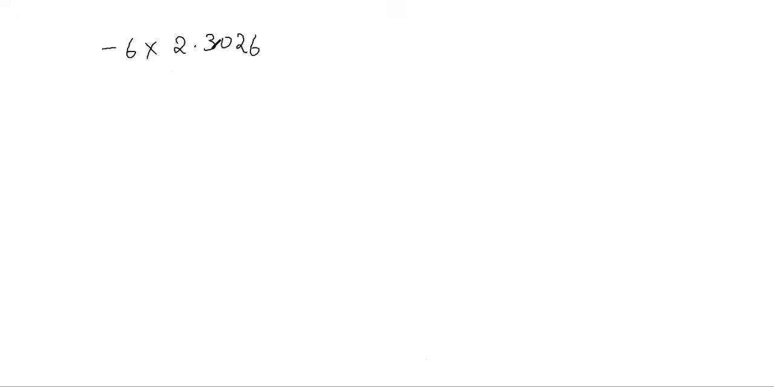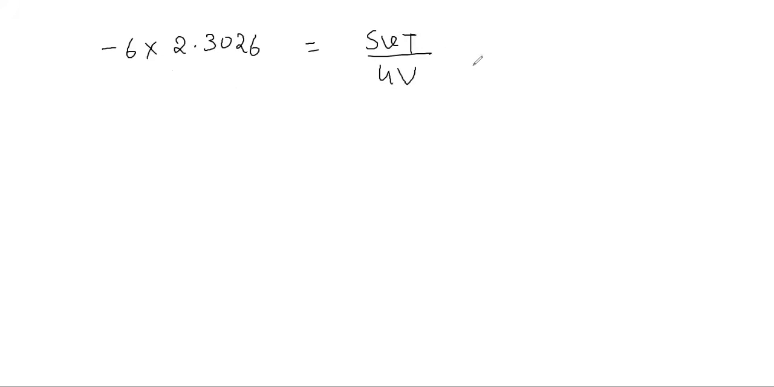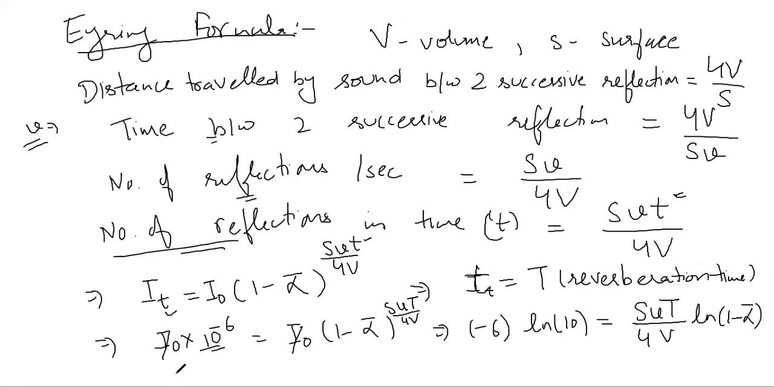Okay. So this is equal to SVT upon 4V, and then you had ln of 1 minus alpha. Ma'am, you wrote I0 into 10 to the power -6 instead of IT. Yes ma'am, I'm saying this is for any random time t.